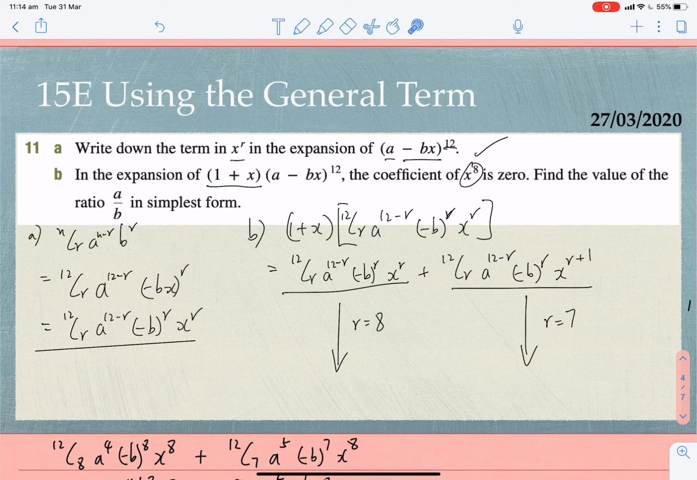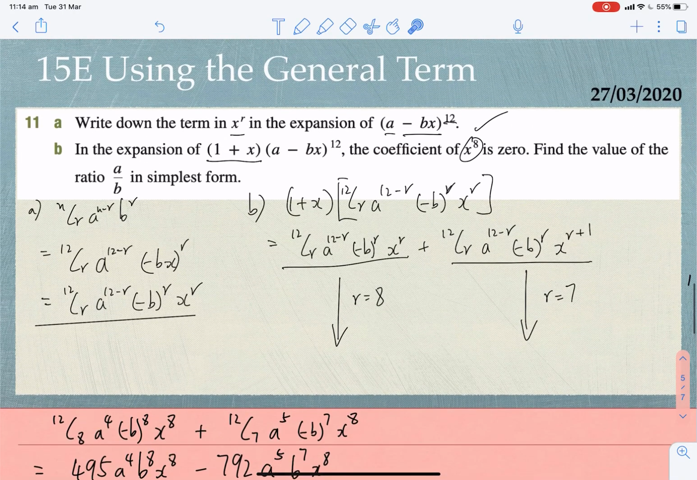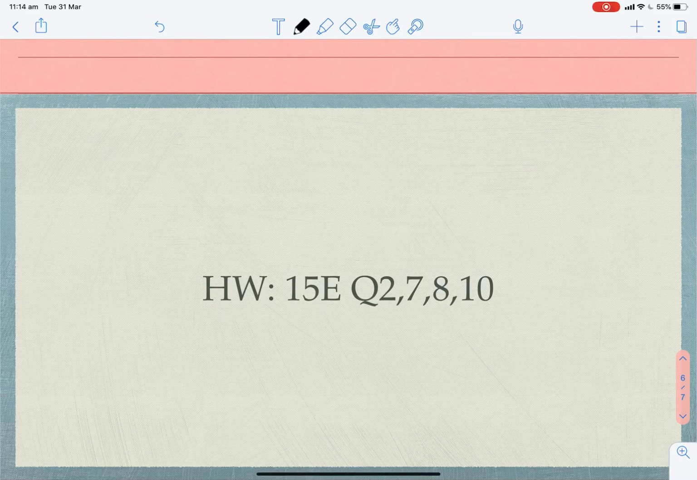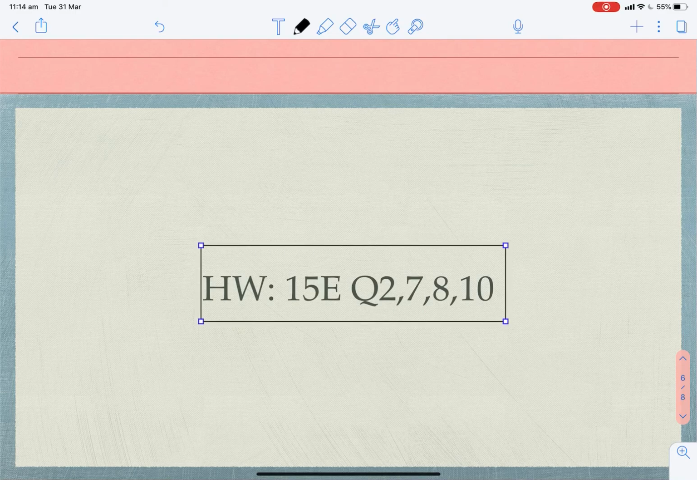It's a little bit complicated. You probably need to go through this more than once, but this is one of the harder questions in this topic actually. So I hope you understand the general terms and how useful it is. I've got a few questions for you to do as homework. Hopefully go through this. It should be really helpful going through this topic because the general term is quite good when you do any of the binomial expansion questions.